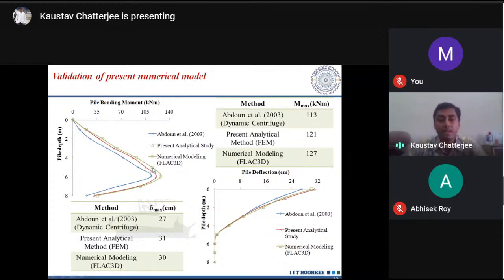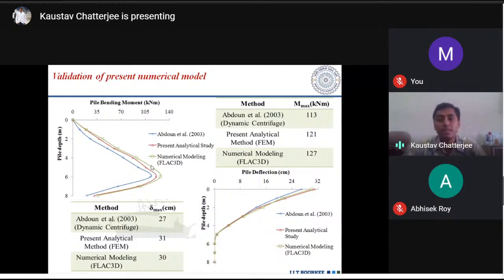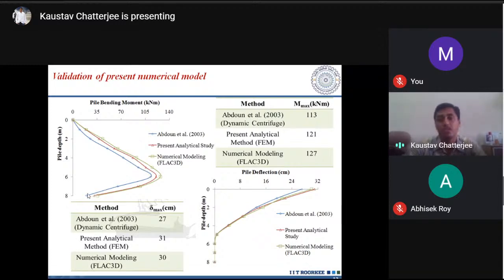We have done the theoretical, FEM-based analysis, then numerical modeling in FLAC 3D using FDM. In this graph, the blue line represents Tarek-Upton's graph, from the dynamic centrifuge test results. We have seen that the results, both in terms of maximum bending moment and maximum pile deflection, show a similar trend. The values are very close to each other, within around 10%, which is generally the maximum variation allowed in geomechanics. So the results are quite close to each other.